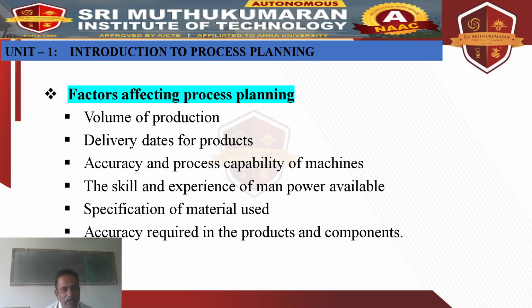So next is delivery dates for products. If we are having a long delivery period, then we can go for normal, low cost machines. But if the delivery time is very short, we have to go for machines having a higher production rate, which may be costly, but we have no other way to select those machines.